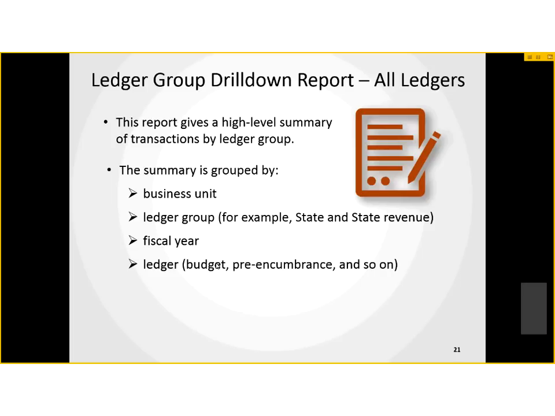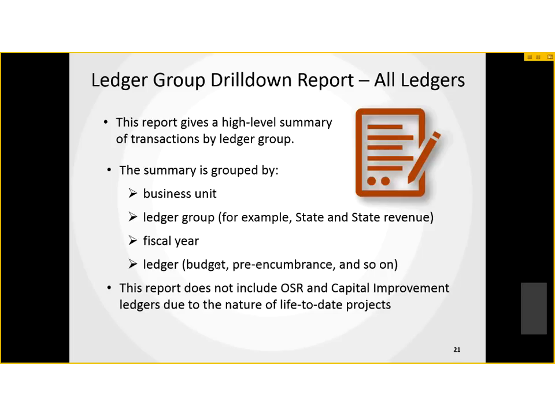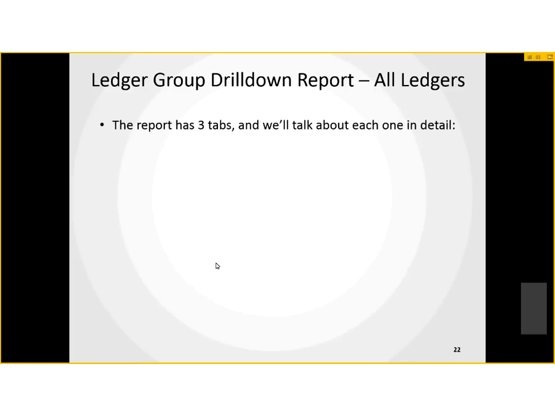How much do we have in pre-encumbrance, in encumbrance, in actuals? Those are the ledgers, okay? So this report does not have information for OSR or capital improvements because OSR and capital improvement projects have life-to-date budgets, and so this is based on an annual budget period, so it doesn't really work for OSR and capital improvements.